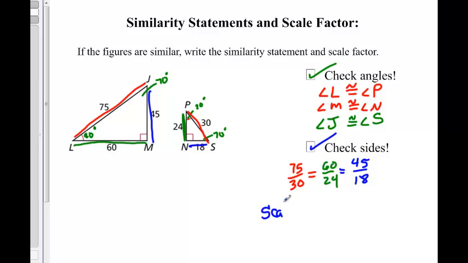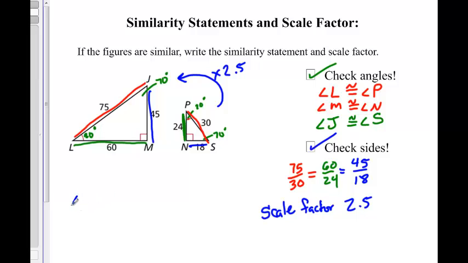That 2.5 that we were getting, that's the scale factor. That means that my big one is 2.5 times the size of my little one. If I take all the little ones, those little sides, and multiply by 2.5, I'm going to get all these big sides. Okay, finally our similarity statement.